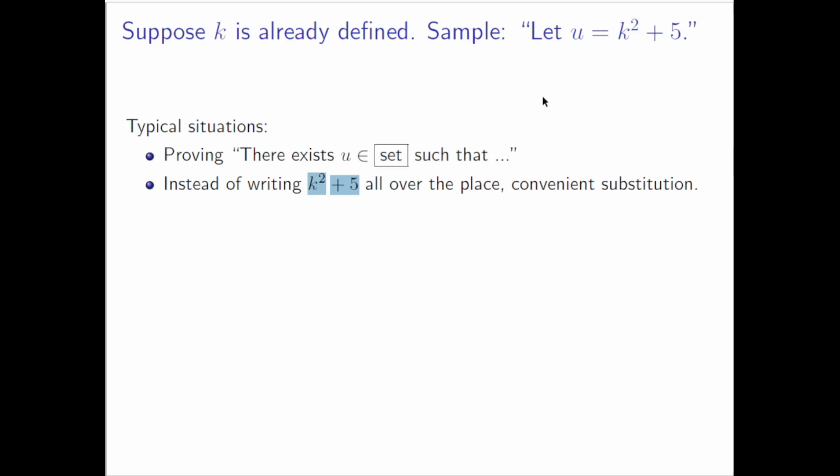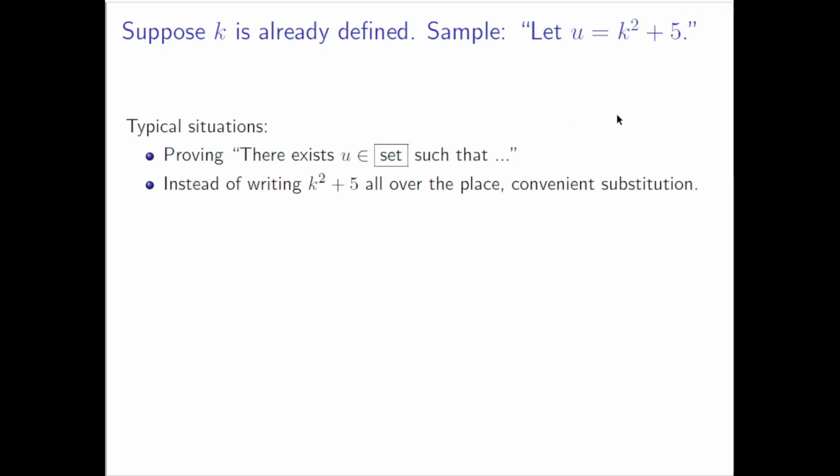I don't want to write that all over the place, so I'll just once and for all define k squared plus 5 to be a u, and then everywhere else in my proof where I kept writing k squared plus 5, I can just write a u instead. It's a substitution. So it's not really, I'd say the second kind, it's not really doing anything substantial in your proof, but it's just kind of a convenience or laziness thing.